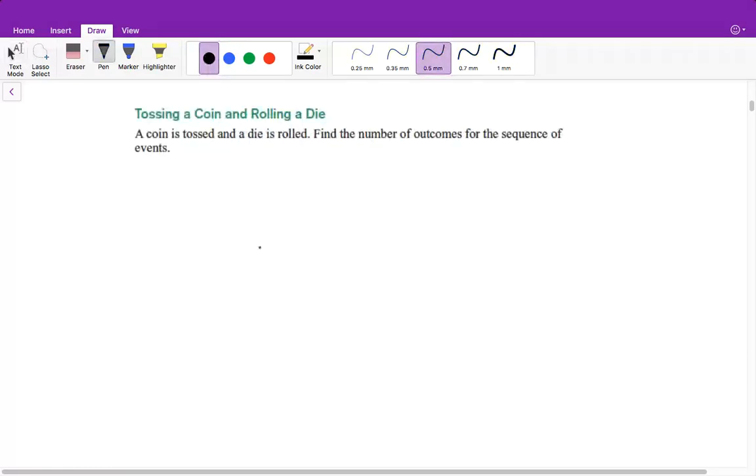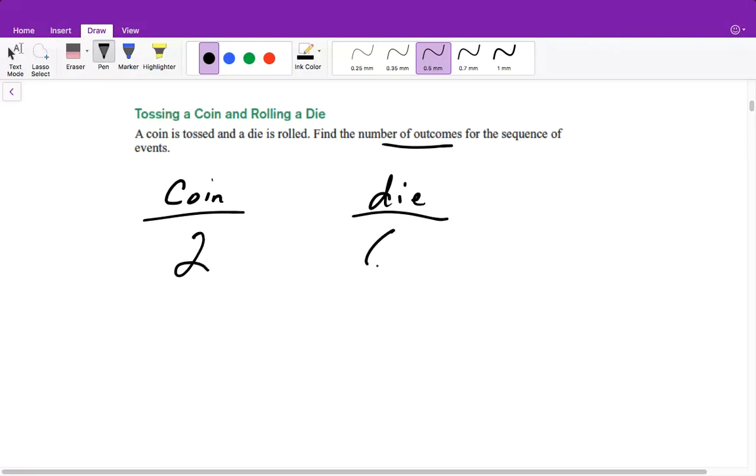All right, now this one: a coin is tossed and a die is rolled. Find the number of outcomes for the sequence of events. So here we have a coin being tossed, and then here we have a die being rolled. In order to find the total number of outcomes, we need to figure out how many outcomes we have when flipping a coin. That's 2. How many outcomes do we have when rolling a die? That's 6. So we just multiply them together. That means we have 12 total outcomes.